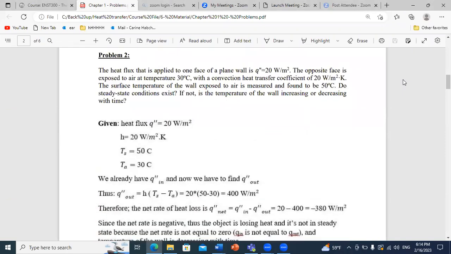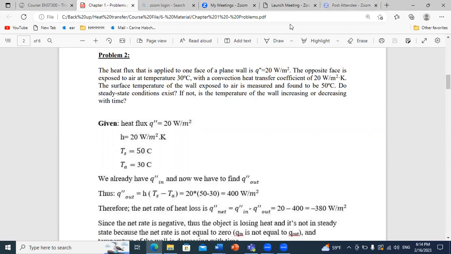Okay, another problem. The heat flux that is applied to one face of a plane wall is q double prime equals 20 watt per meter square. The opposite face is exposed to air at a temperature of 30 degrees with a convection heat transfer coefficient of 20 watt per meter square Kelvin. The surface temperature of the wall exposed to air is measured and found to be 50 degrees. Do steady state conditions exist? If not, is the temperature of the wall increasing or decreasing with time?